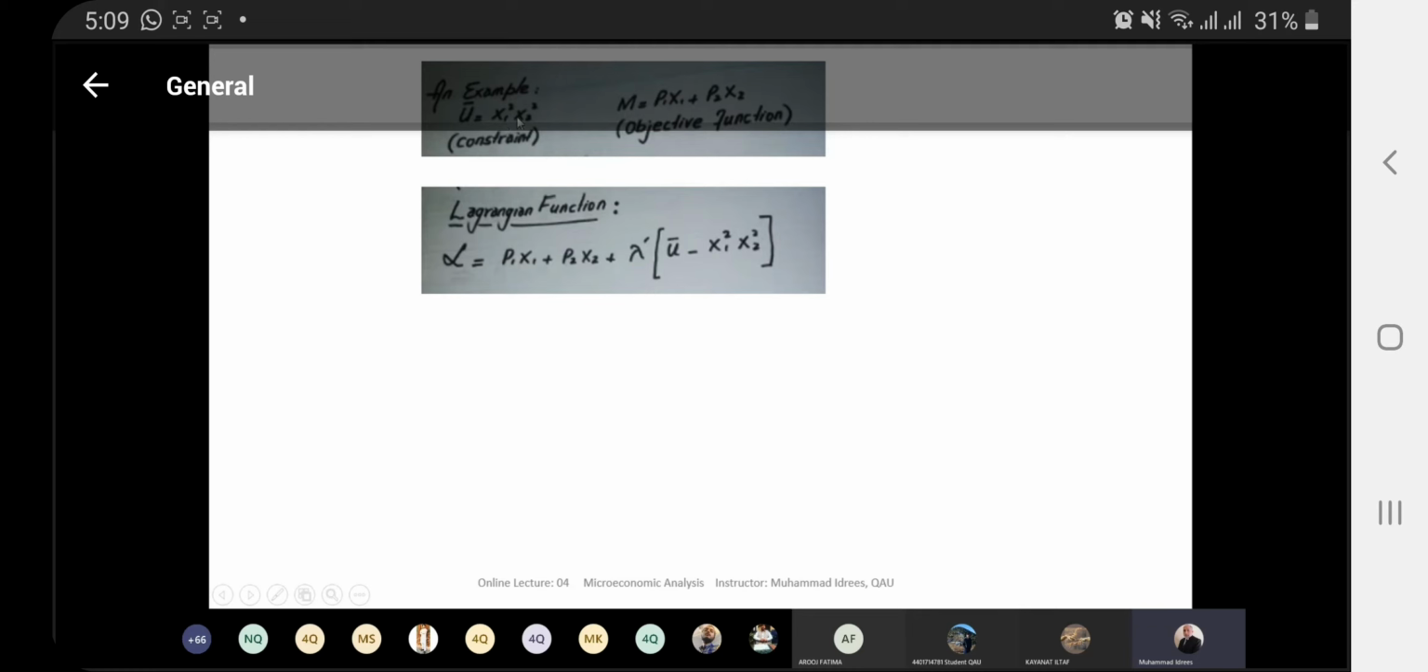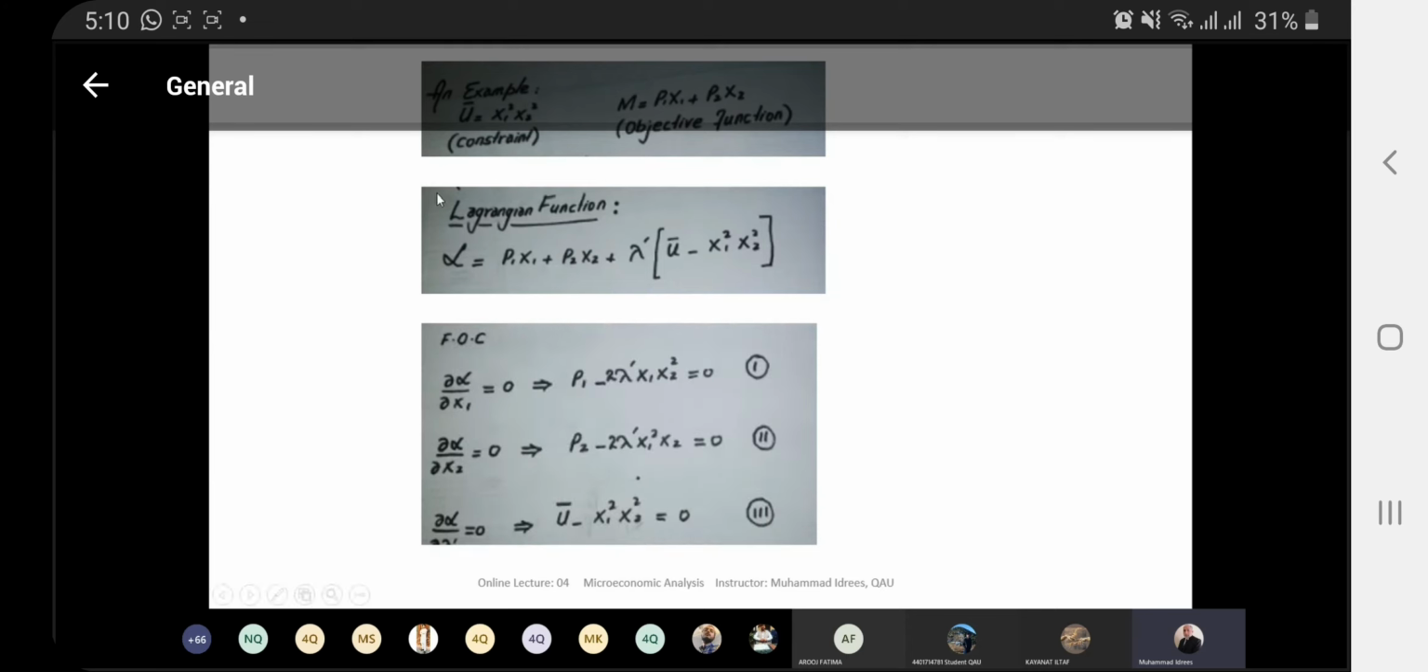If you take this x1 square into x2 square on the other side, then you will get this thing. So this is the Lagrangian function. Now we'll have to take the three derivatives. One is with respect to x1, other will be with respect to x2, and third one will be with respect to lambda prime. Each derivative will be set equal to 0, which is our first order condition. So here we did it.